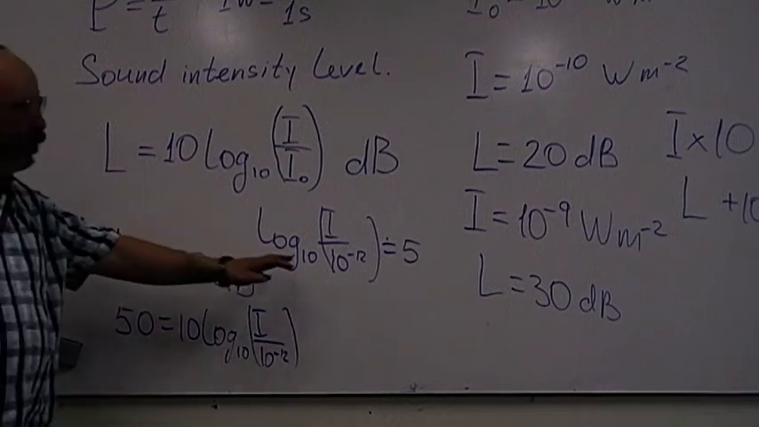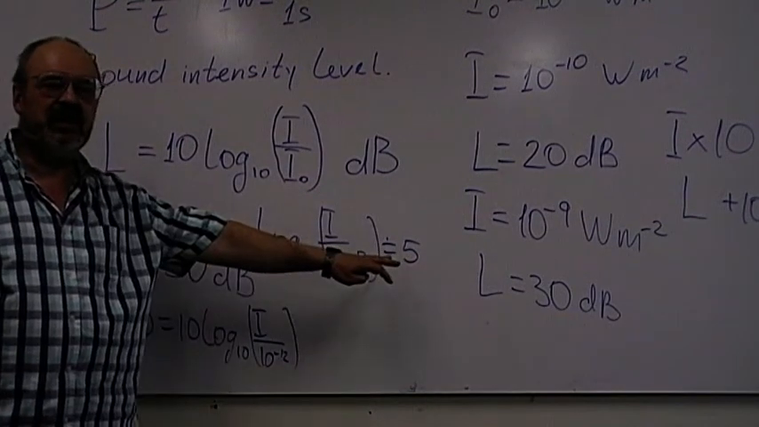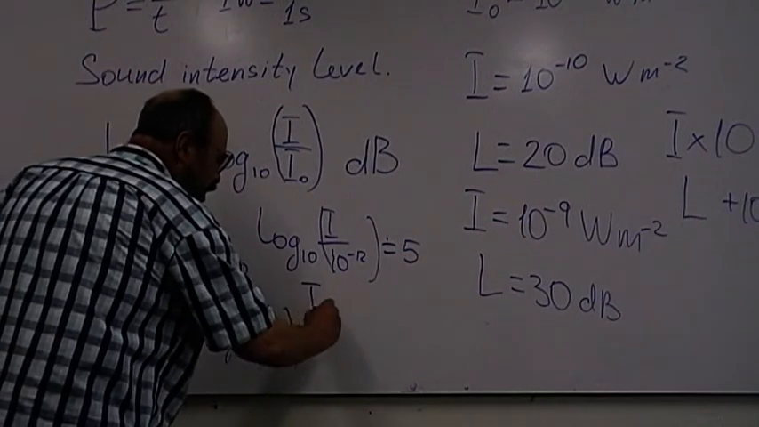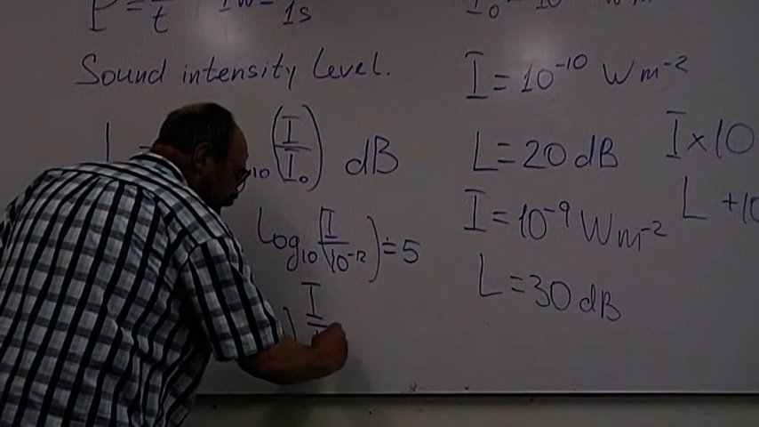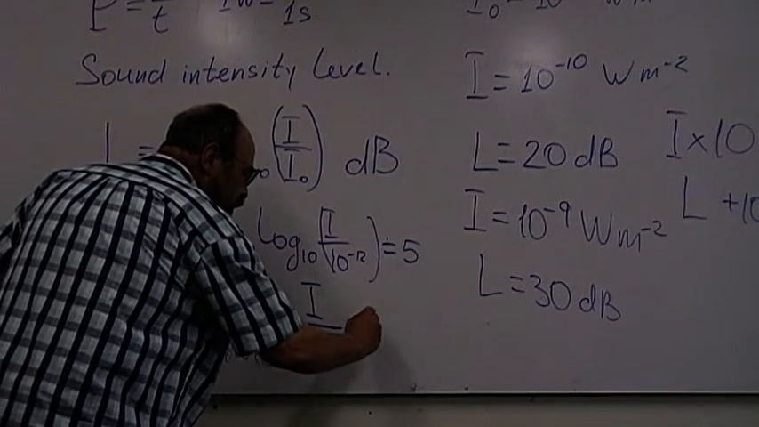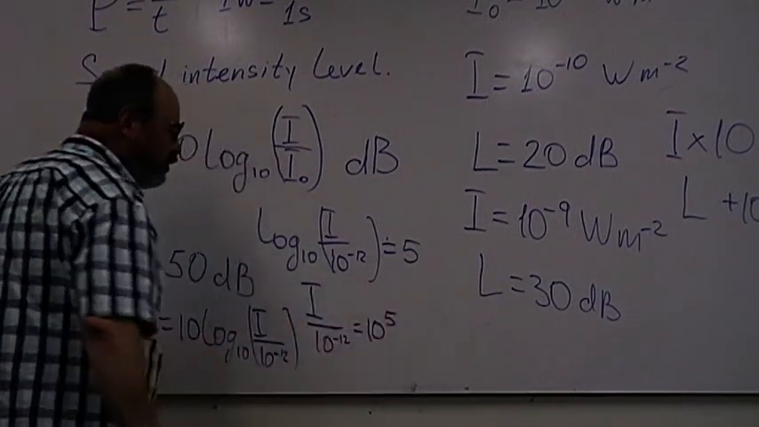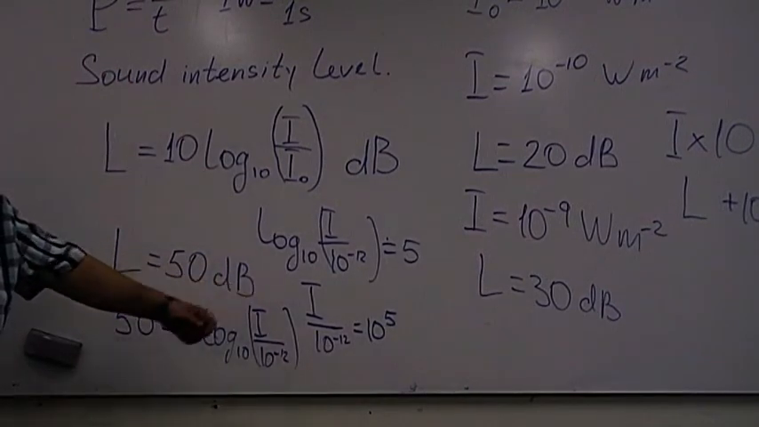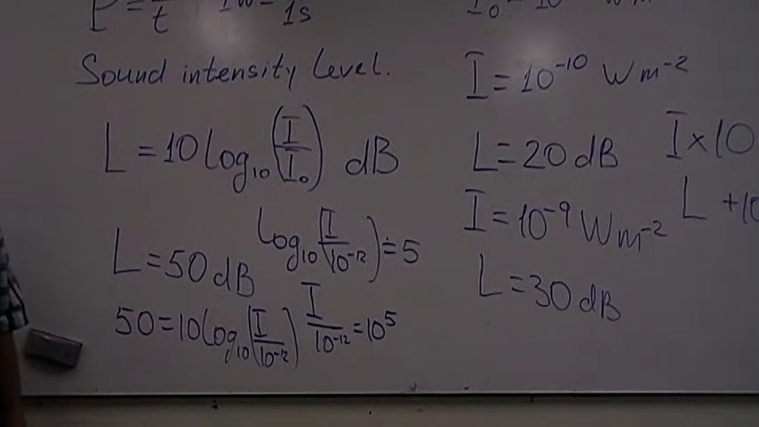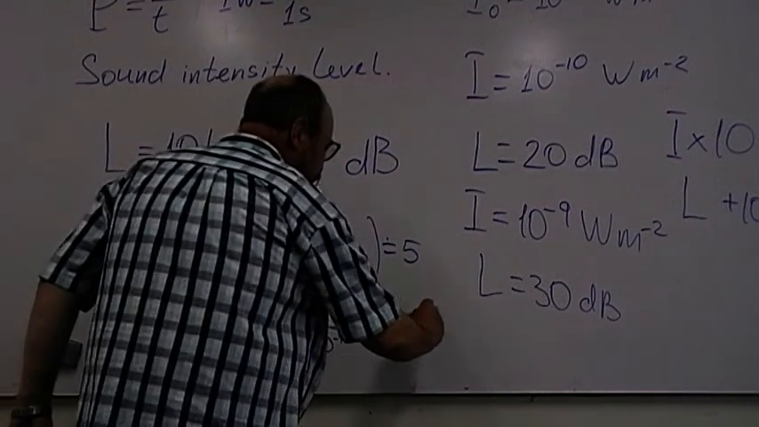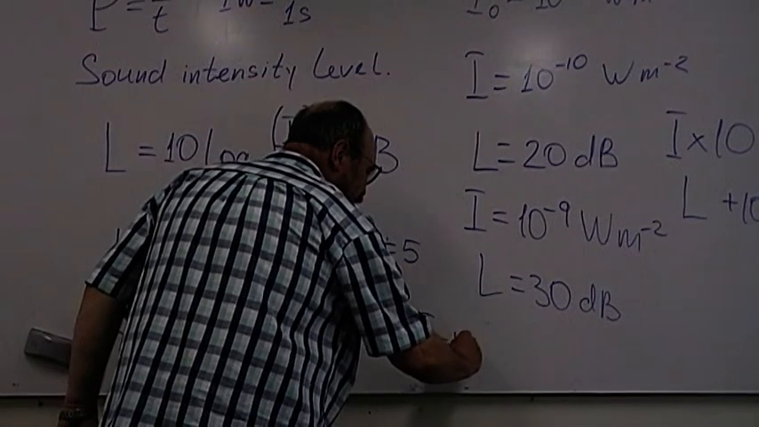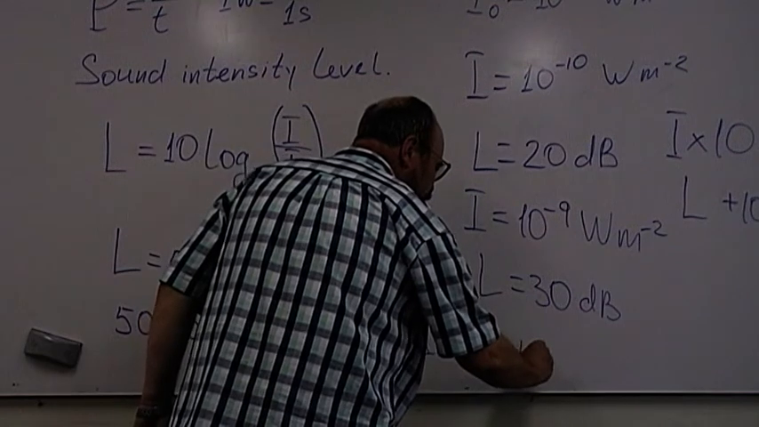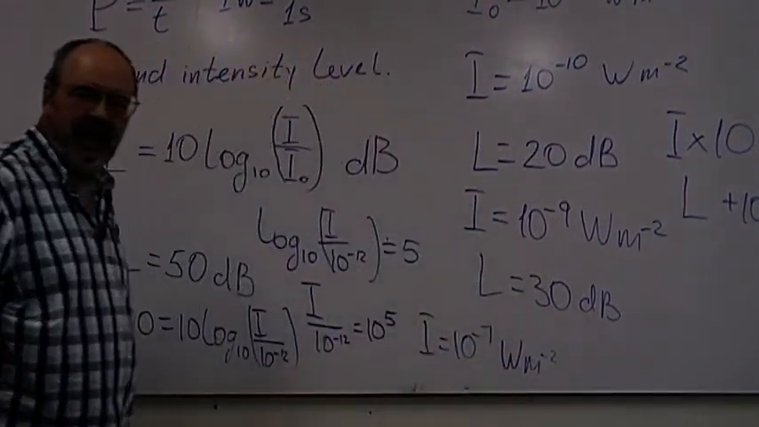When we know log with the base 10 equals 5, what does it mean? It means that I over 10 to the negative 12 will be equal to 10 to the power of 5. Next we multiply both sides by 10 to the negative 12 and we get intensity equal to 10 to the negative 7 watts per meter squared. Make sense? Yeah.